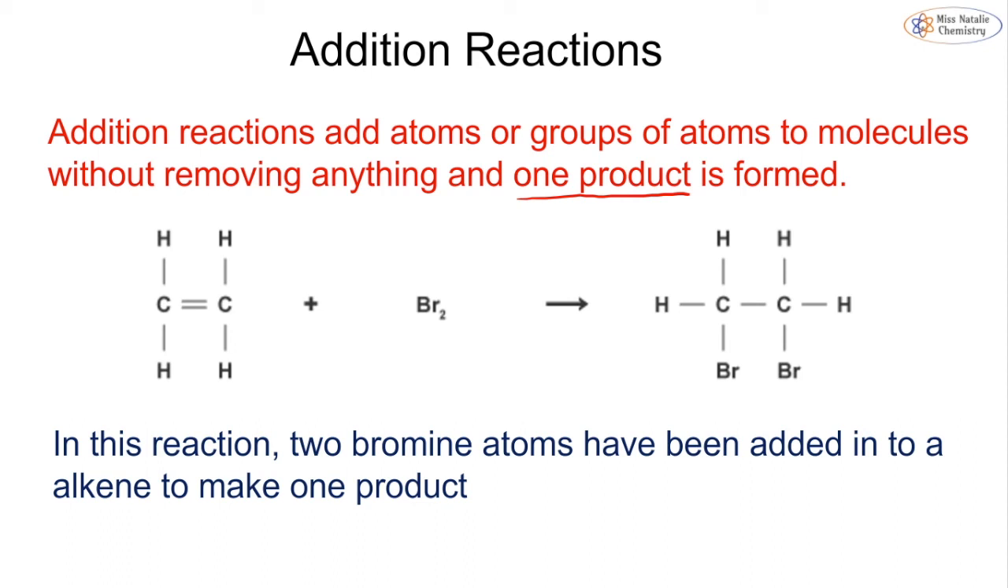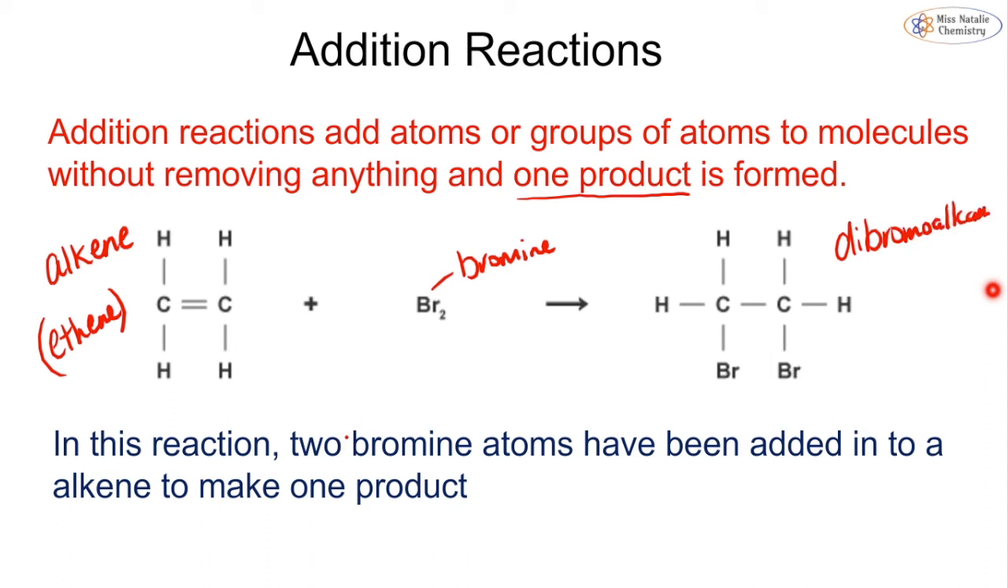So you can see that this time we have got an alkene, in this case ethene, and we are reacting it with bromine, which is our Br2, and what's happening is we're breaking the double bond and we are adding the two atoms of bromine, and this time we are forming something called a dibromoalkane. Di meaning that I have two bromines. So in this reaction, the two bromine atoms are adding onto the alkene to make one product, and you will cover this in more detail when you look at the alkenes topic.